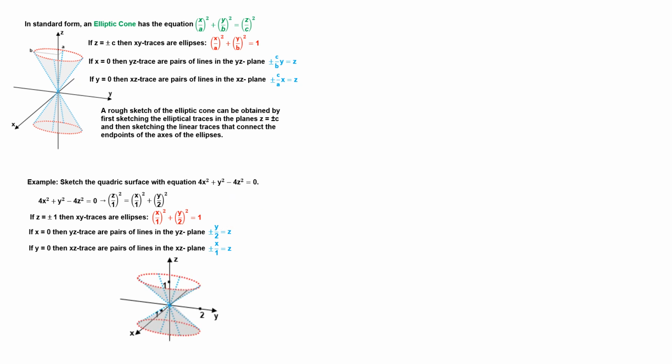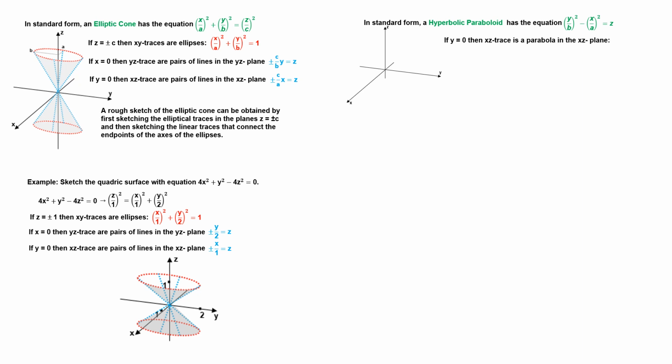The next quadric that will be presented is the hyperbolic paraboloid, whose equation is given below. In standard position, a hyperbolic paraboloid has the equation: if y equals 0, then xz trace is a parabola in the xz plane. If x equals 0, then yz trace is a parabola in the yz plane.